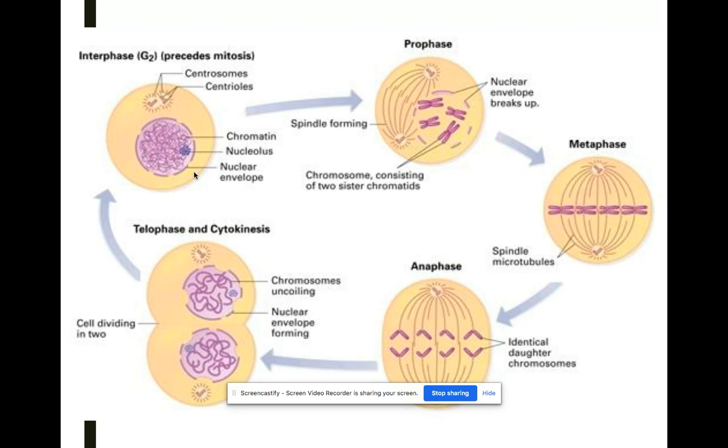Interphase is in the cell cycle, G1, S, G2, when the cell is preparing to divide, the organelles are duplicating, and the DNA is duplicating. And then when the cell is ready to divide and it goes into M phase of the cell cycle, we have prophase, metaphase, anaphase, and telophase.